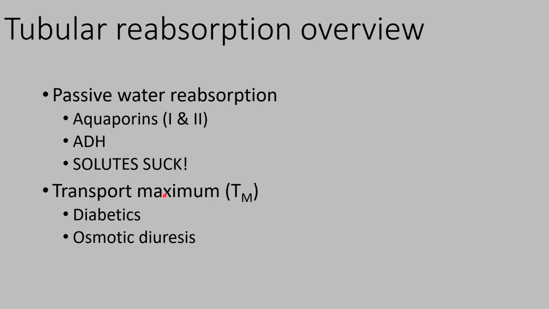Now, another thing I want to talk about is something called transport maximum. Transport maximum is a limiting factor of proteins. Now, as things move through, let's just talk about the proximal convoluted tubule because that's where most things are reabsorbed. And all things have a transport maximum. I'm going to talk about glucose, but the same thing goes for vitamins and everything else, amino acids, but we're just going to talk about glucose.